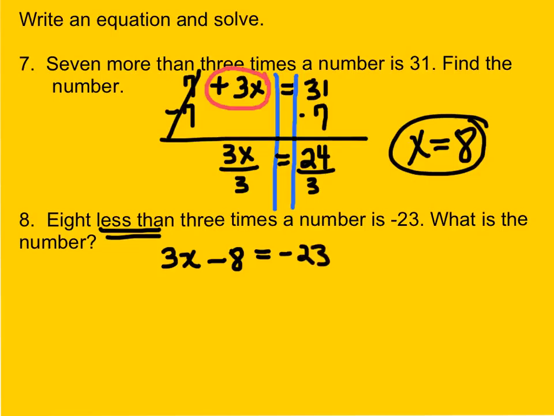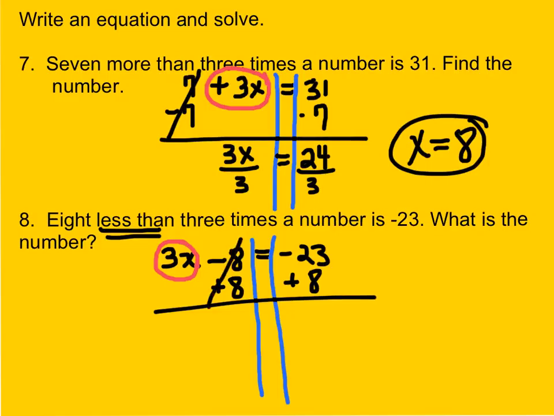All right, so let's go ahead and draw our river and circle our term with the variable. Now we're going to go through our steps. So the 3 and the x are stuck together. We're going to first add 8 to both sides. Negative 8 and positive 8 cancel, so we're left with 3x equals negative 23 plus 8 is negative 15, and then divide by 3. So x is equal to negative 5.